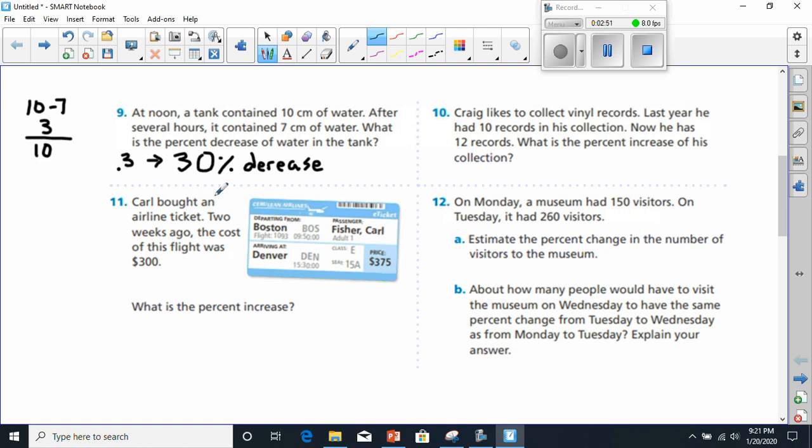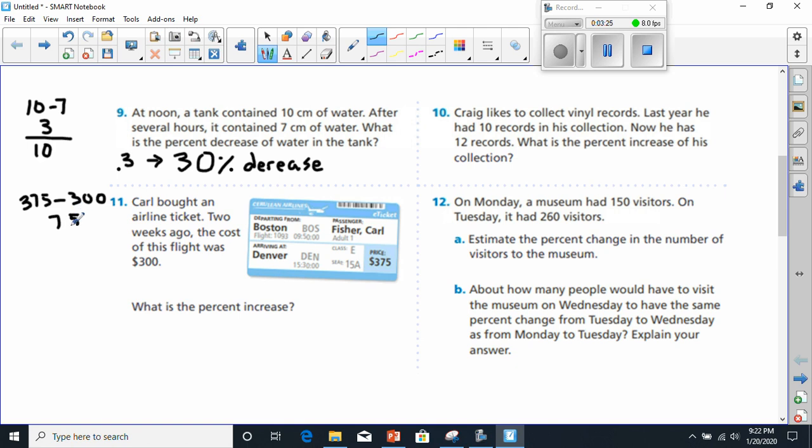Carl bought an airline ticket 2 weeks ago. The cost of this flight was $300. What is the percent of change? Well, he bought the ticket 2 weeks ago when the price was $300. Now the ticket is $375. So we take the big number, $375. We minus the small number, which is $300. That's going to give us 75.